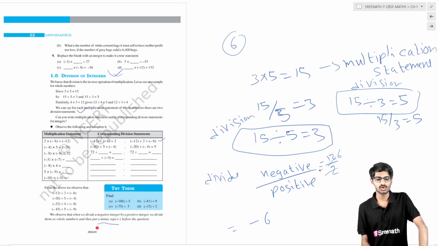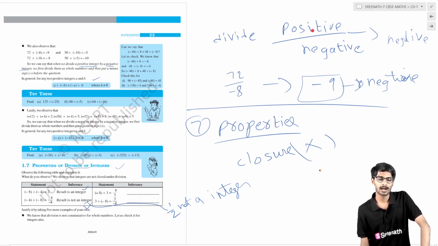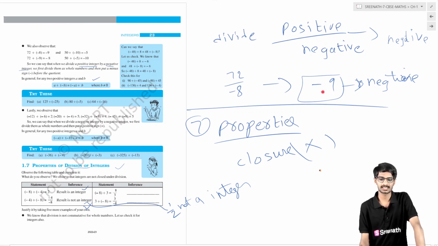What do we have to do when we divide a negative integer by a positive integer? You put the negative sign and divide them, treating them as whole numbers. And when a positive integer is divided by a negative integer, you put the negative sign, treat them as whole numbers, and do whole number division like that.